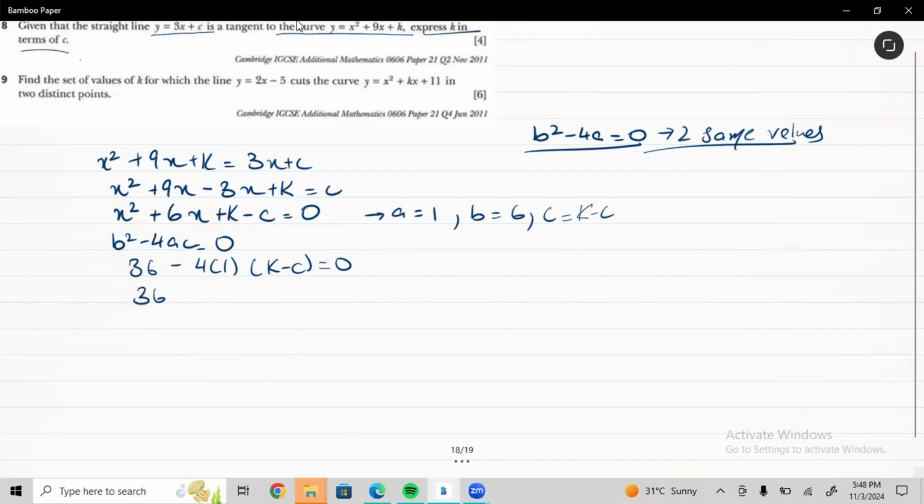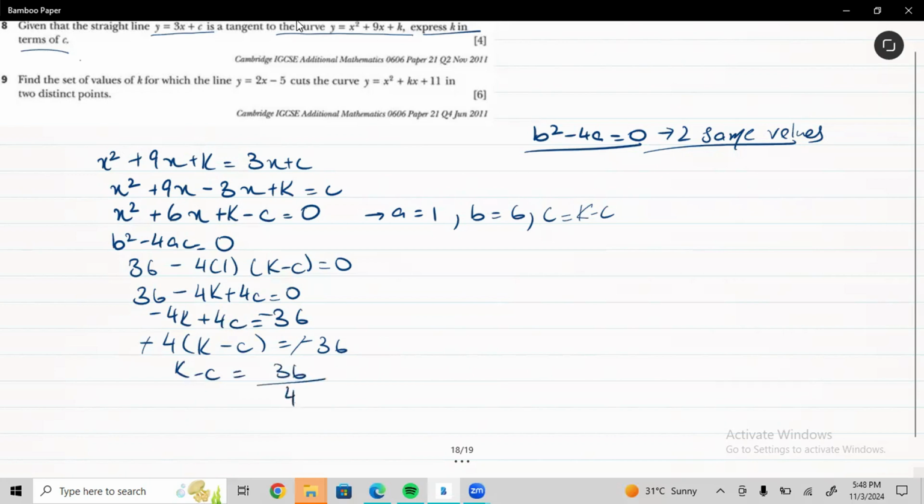So 36 minus 4k plus 4c is equal to 0. Negative 4k plus 4c is equal to negative 36. You take negative 4 as the common factor, k minus c is equal to negative 36 divided by negative 4. Cut this down. k minus c is equal to 36 divided by 4. Divide both by 2. 2 times 2 is 4, 2 times 1 is 2. 2 times 8 is 16, 2 times 9 is 18. So k minus c is equal to 9.